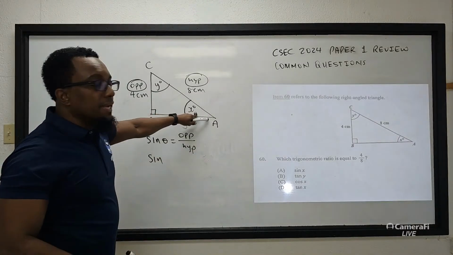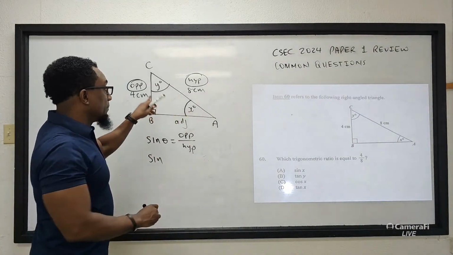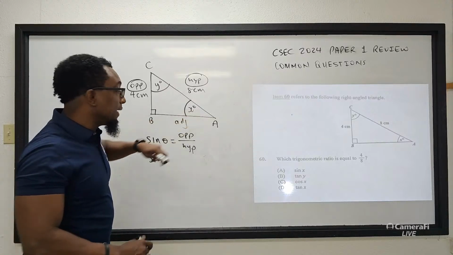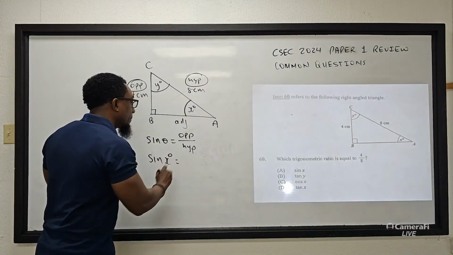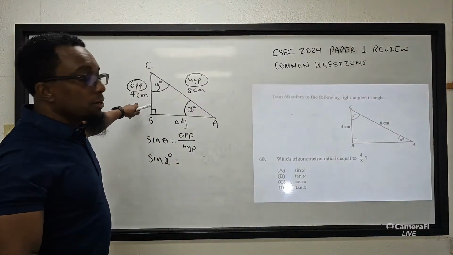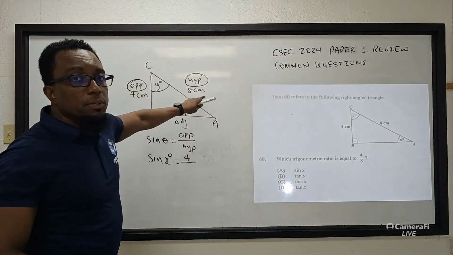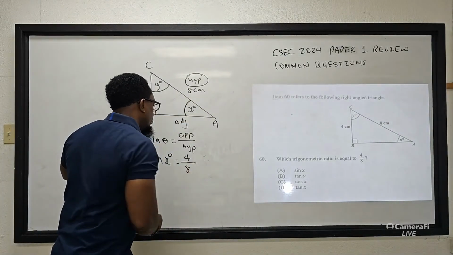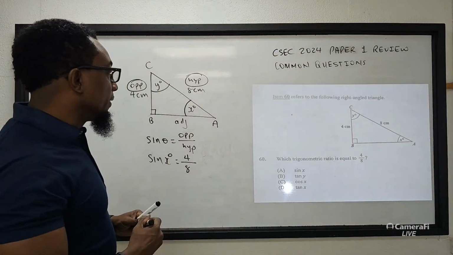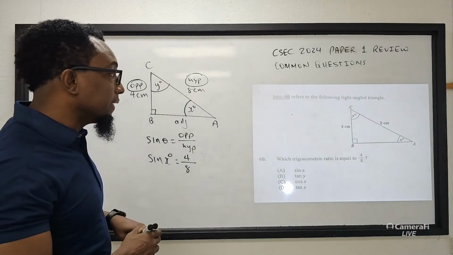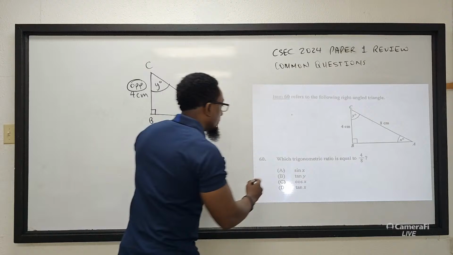Sine theta will be my x degrees. So I will label based on this acute angle x. So sine x degrees is equal to my side opposite, which is 4, over my hypotenuse, which is 8. So sine x degrees will be equal to 4 over 8. So that will be E.